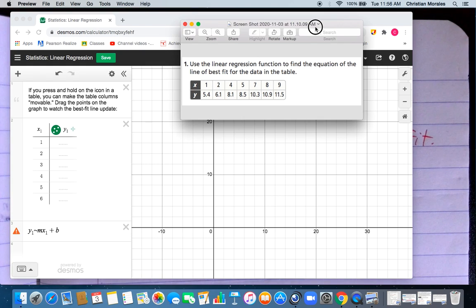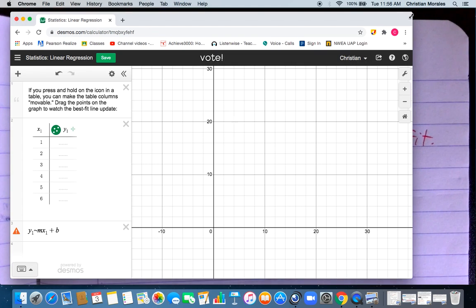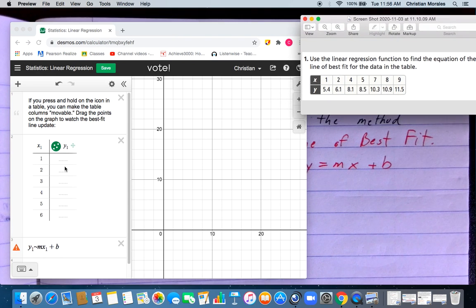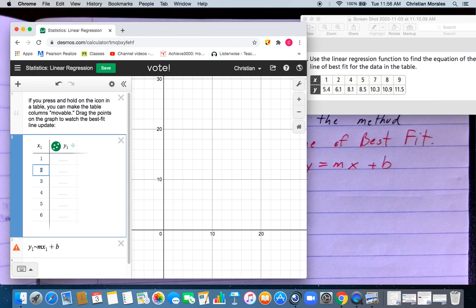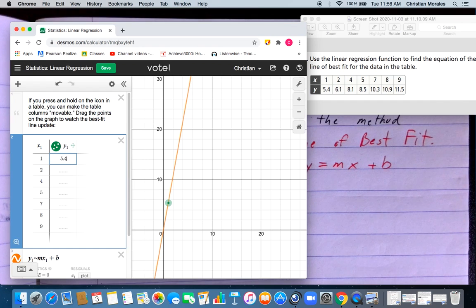Use linear regression to find the equation of the line of best fit for the data below. So guys, what we have to do is take these numbers. I'm going to make all the x's. Oh, I have to split up the screen. Okay, so I have to split the numbers: 1, 2, 4, 5, 7, 8, and 9. You just hit enter and it'll make a new space for you. And then here you put your y's, so 5.4, 6.1, 8.1, and you can see that every time I add another point, the line shifts a little bit because it has more data to take into consideration.